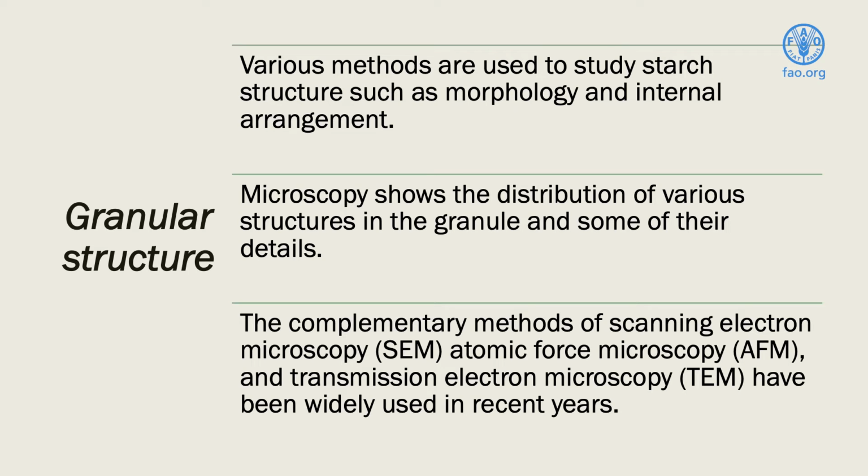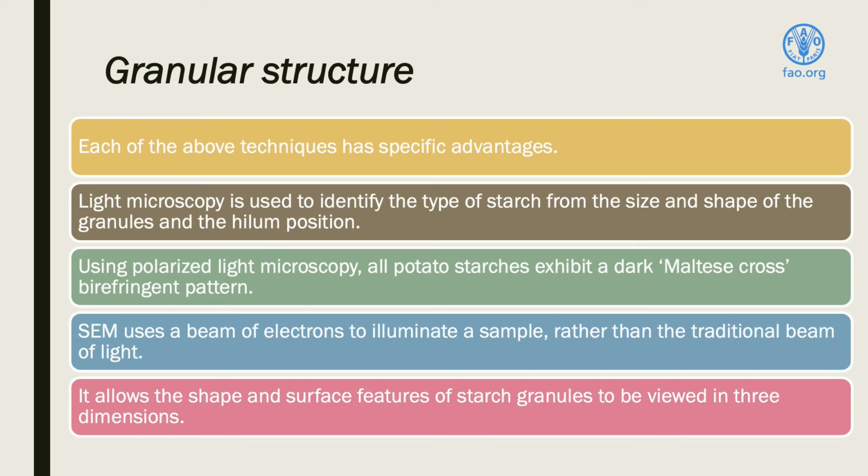Various methods are used to study starch structure, like morphology and internal arrangement. Microscopy shows distribution of various structures in the granule and some of their details. The complementary methods of scanning electron microscopy, atomic force microscopy, and transmission electron microscopy have been widely used in recent years. For granular structure, each of the above techniques has a specific advantage.